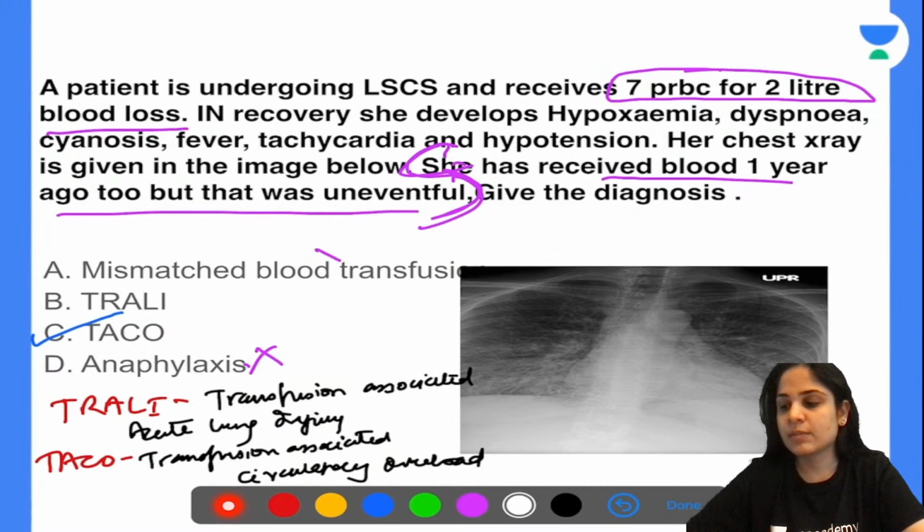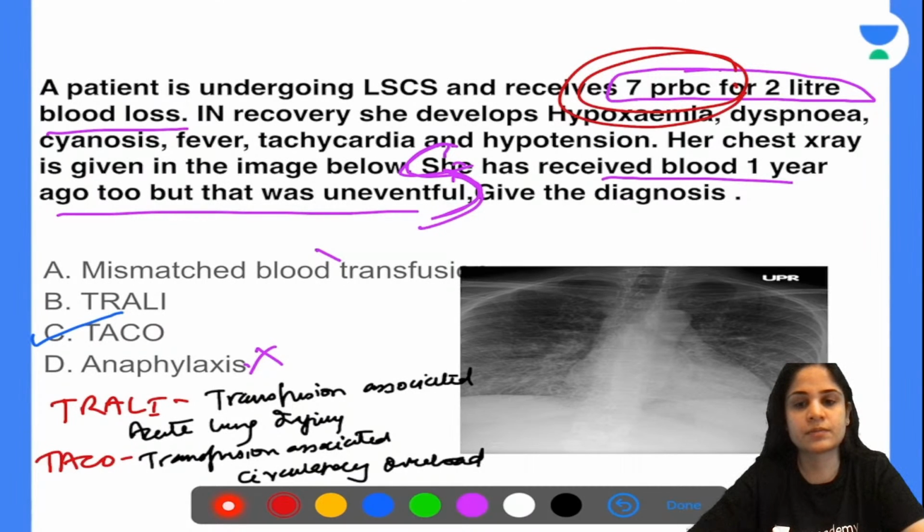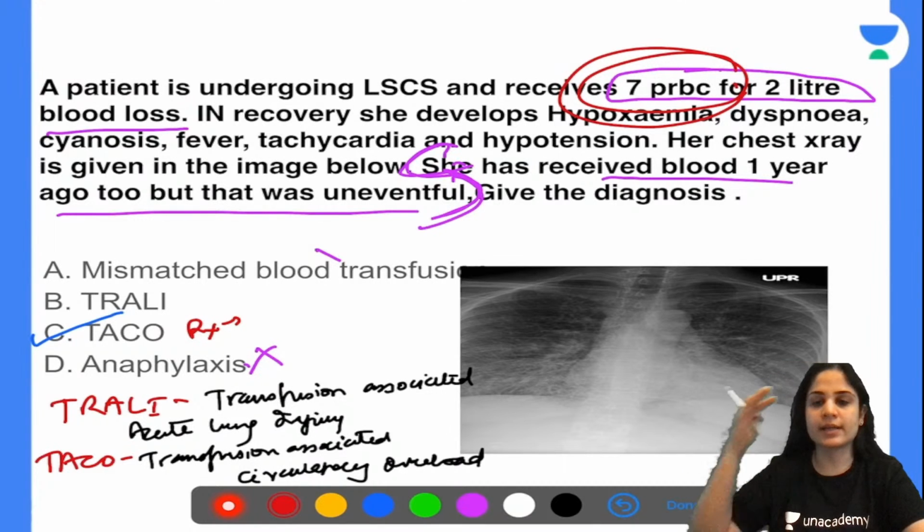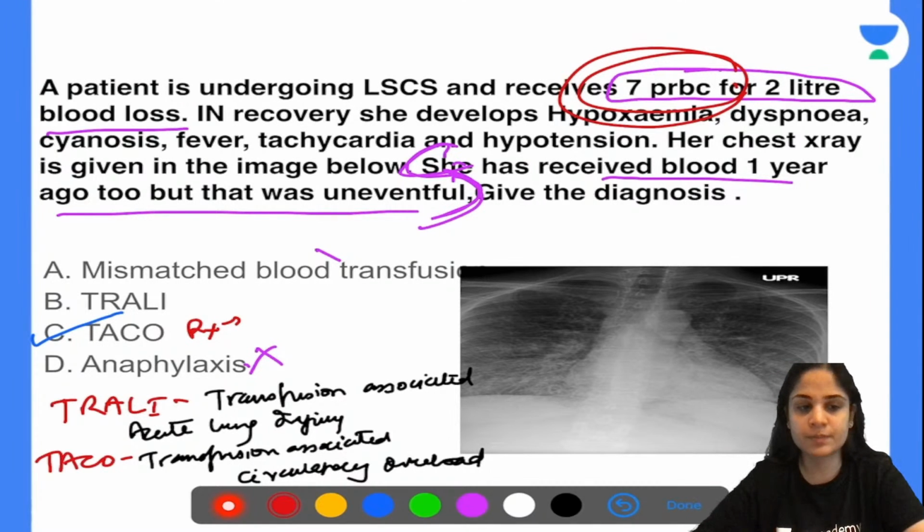Anyone, what is the treatment of this condition? Can you tell me the treatment of this condition? What will you do in this patient? Okay, so you will give diuresis. You will give diuretics like injection Lasix, and you will help in removing the excessive fluid from the body of the patient. All right.